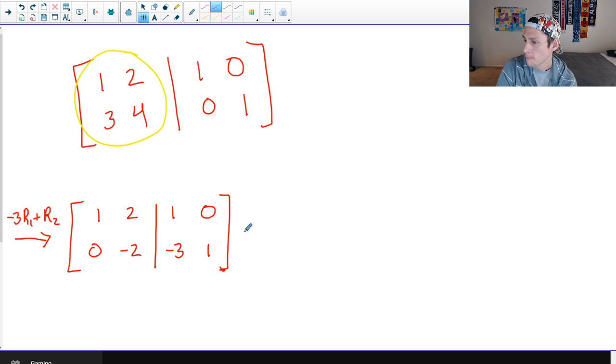Okay. All right, so I have a 1 and a 0 below it. That's great. I want to make the next diagonal 1. Okay, so how do I make negative 2 into a 1? Let's divide it by negative 2. So I'll do negative 1/2 times row 2. So row 1 stays the same again. 1, 2, 1, 0.